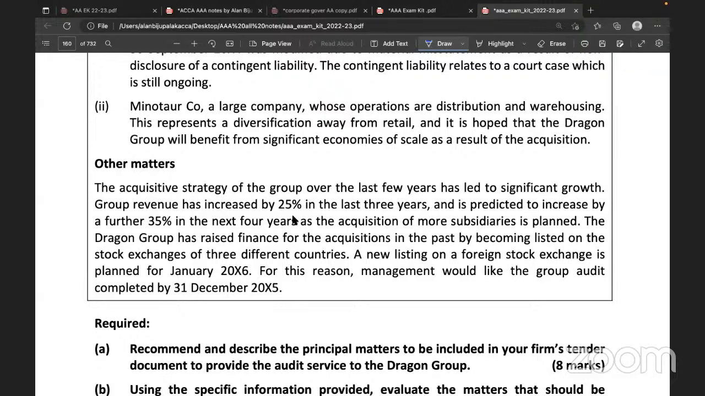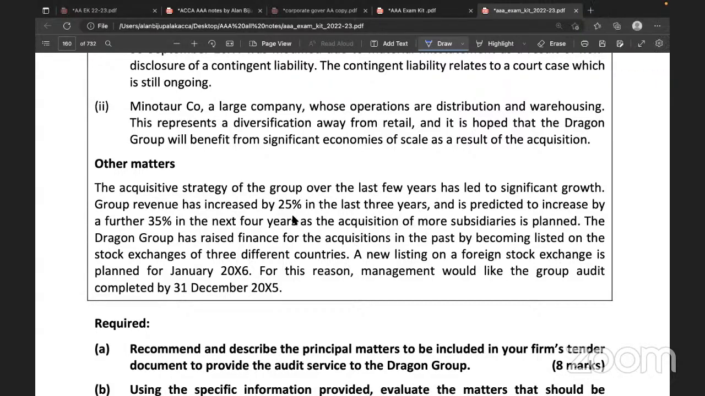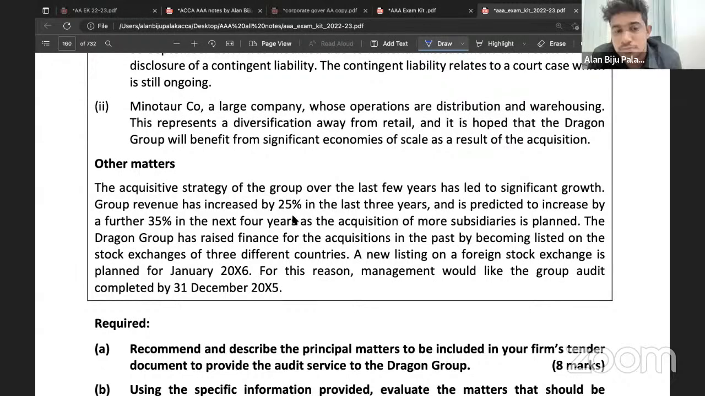Again, what else? Is the risk of the engagement high or low here? Yeah, there is significant risk in the client company's engagement, right? Because already the company is listed on multiple stock exchanges, and especially they are planning to list in 3 more countries' stock exchanges.